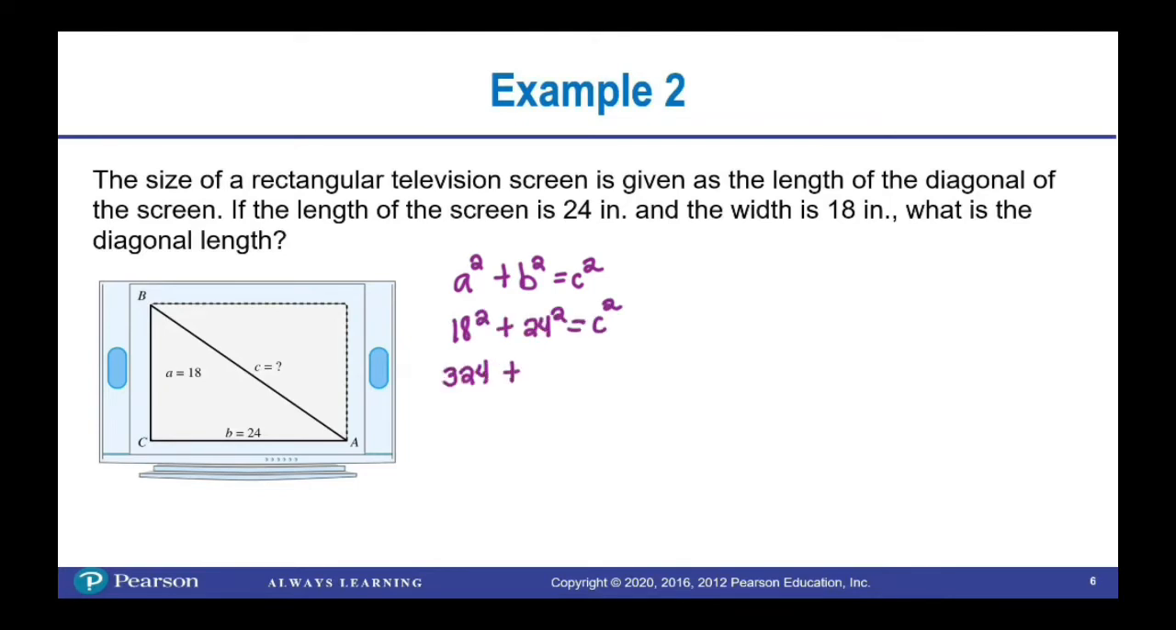18 squared is 324, and 24 squared is 576. Add these two numbers together on the left side gives us 900. Use the square root property to solve, and so here c is the square root of 900, which is 30. Our units here are inches.